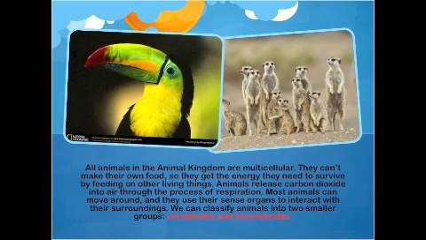All animals in the animal kingdom are multicellular. They can't make their own food, so they get the energy they need to survive by feeding on other living things. Animals release carbon dioxide into the air through the process of respiration. Most animals can move around, and they use their sense organs to interact with their surroundings. We can classify animals into two smaller groups: vertebrates and invertebrates.